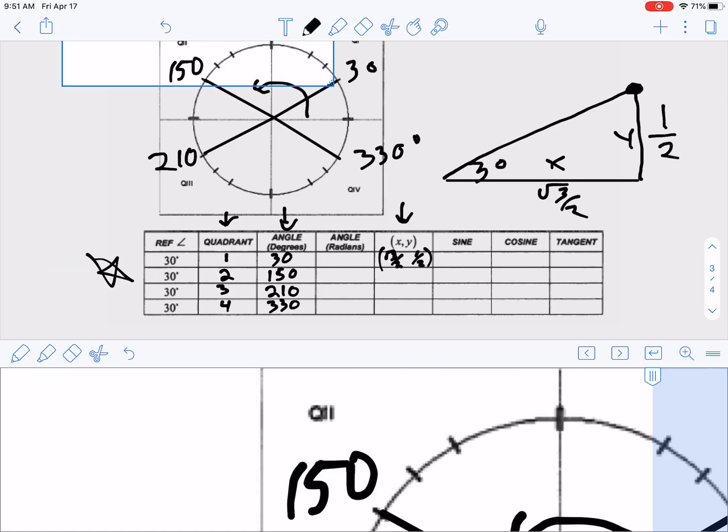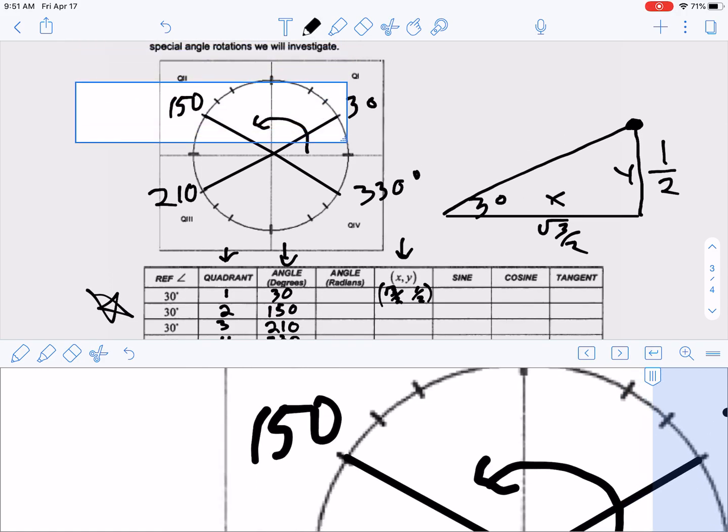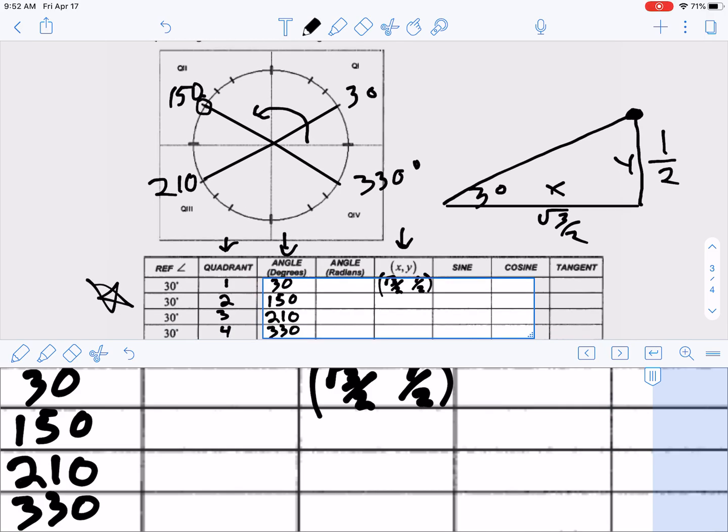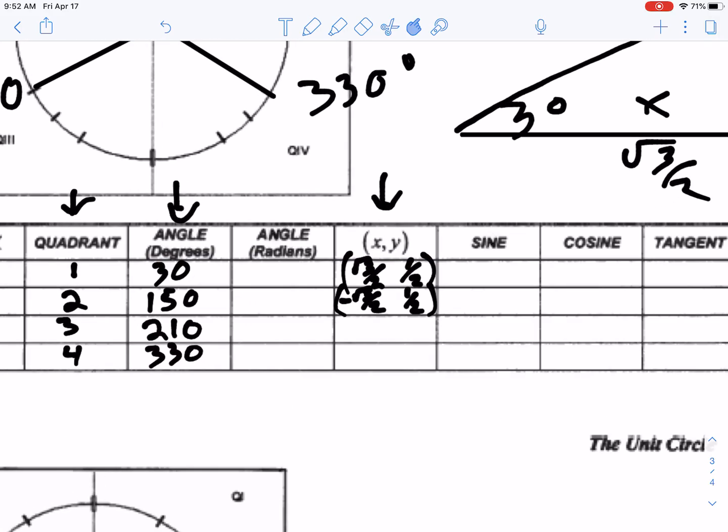Now to get to here, to get to this, we are going to go -x, +y. So let me bring this back down here. So we've got a -√3/2 and a positive 1/2. That's in quadrant 2. Sorry, the font's not great here. I'll see if I can zoom in a little bit more.